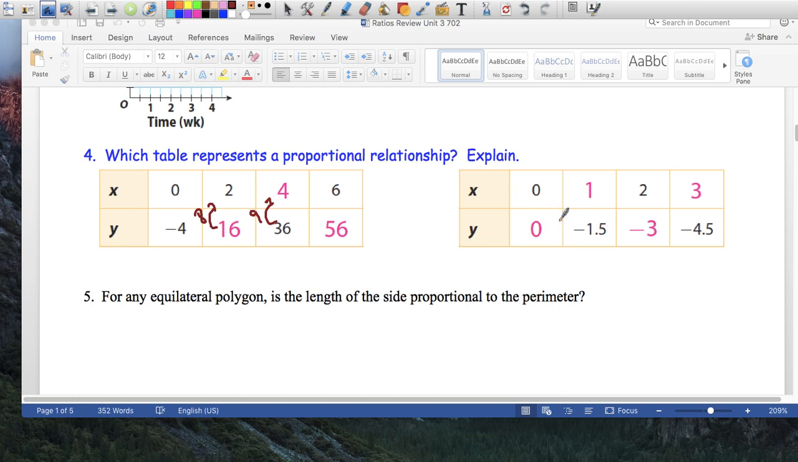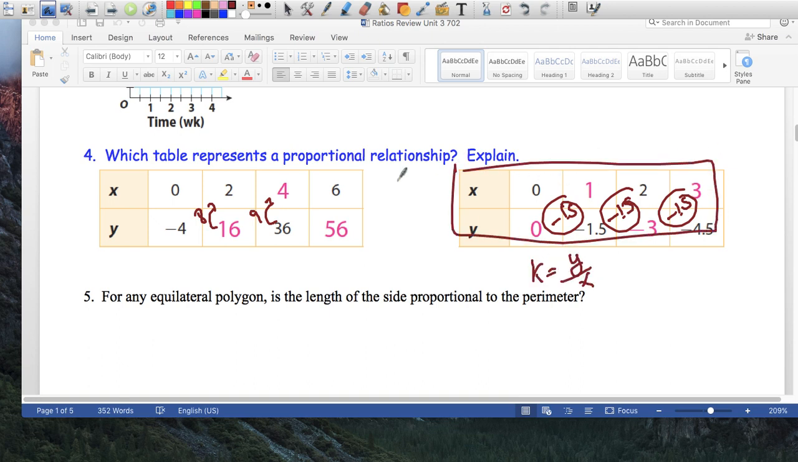Over here, negative 1.5 divided by 1 is negative 1.5. Negative 3 divided by 2 is negative 1.5. And negative 4.5 divided by 3 is negative 1.5. You see that the k is the same. Remember, k equals y over x. Right? So this is the one that's proportional. And it goes through 0, 0. Well, this one doesn't even. At 0, your y-intercept is negative 4. So this one looks like this, and this one looks like this.